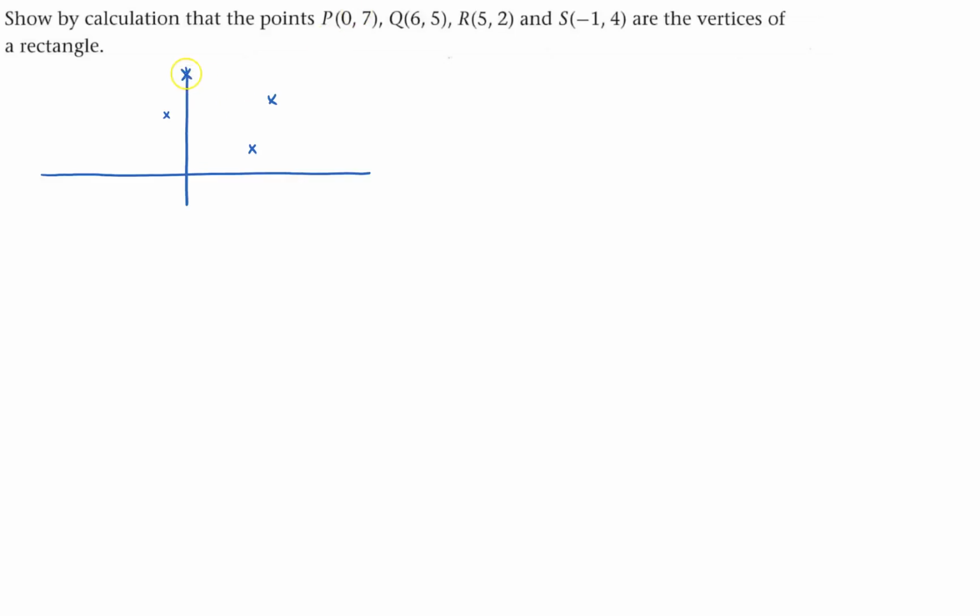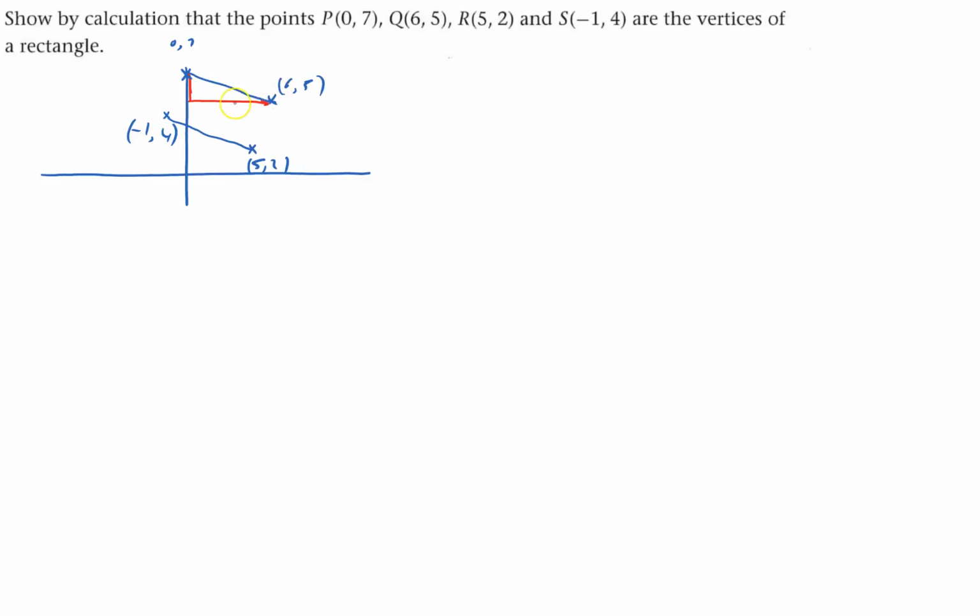So if I was to draw that in, well, if I draw it like that, for it to be a rectangle, those two lengths must be exactly the same. So that's 0.7. That one there was 6.5. That's 5.2. And that's -1, 4. And so if I show these two lengths are the same, do this bit in red.